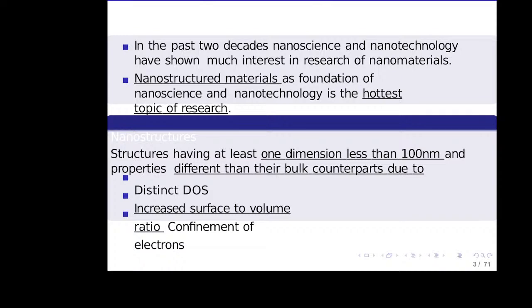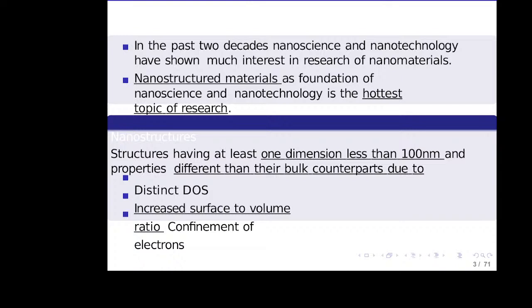So nanostructured materials have been the hottest topic of research. And then what is different here? From their bulk counterpart, what do we have different? Number one, distinct density of states. Then increased surface to volume ratio. Then confinement of electrons. We know electrons are confined in one direction or two directions in nanomaterials. Then surface to volume ratio is also very large in nanostructure materials, as we know.